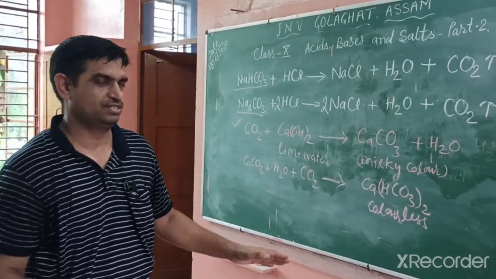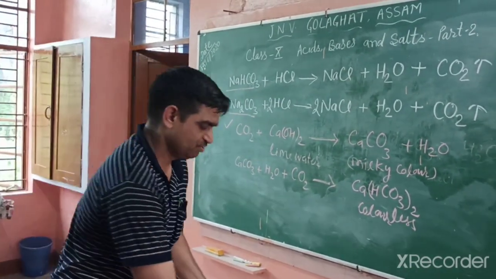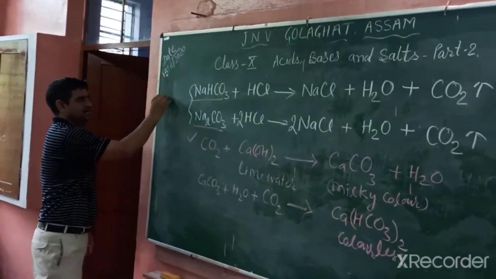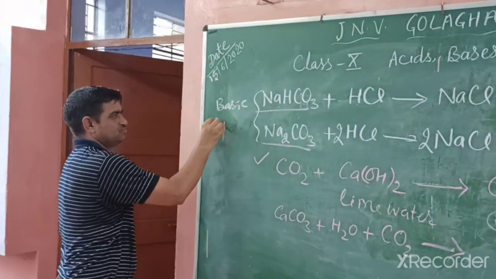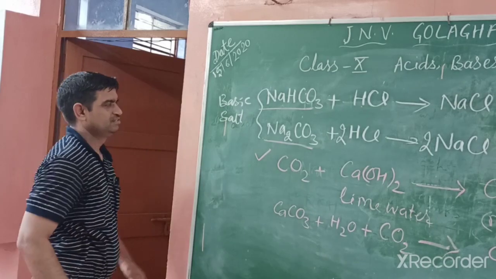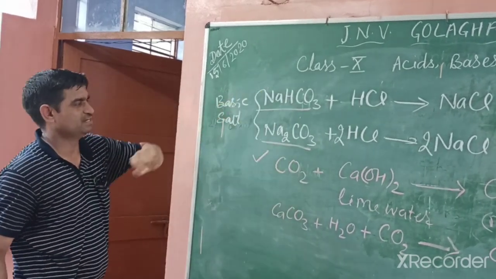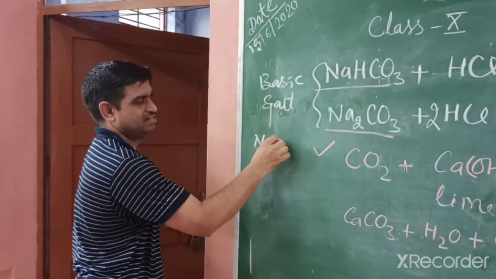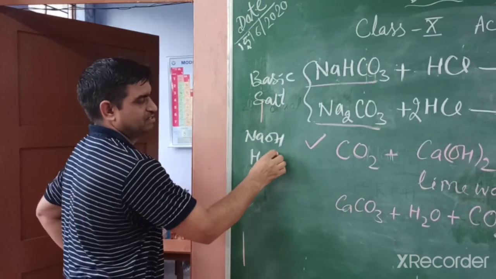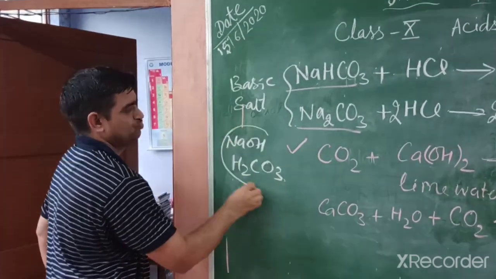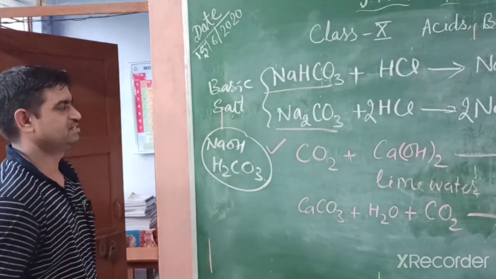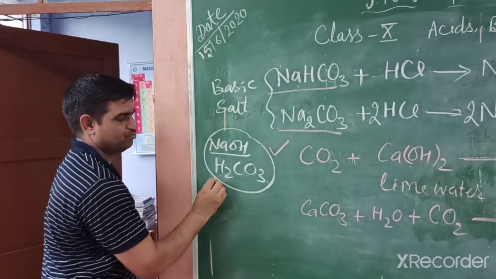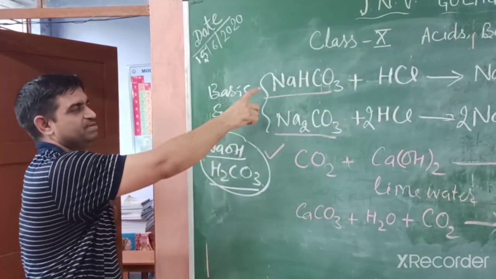But base, no reaction. Why no reaction with base? Because these salts are basic in nature. So these salts are basic salts. So how can you say they are basic salts? Because sodium bicarbonate is made from two different substances. One is sodium hydroxide, the other is carbonic acid, H2CO3. So from these two, the acid and base, this salt is made. Both salts are made this way, from a strong base and a weak acid. So overall these are basic salts.